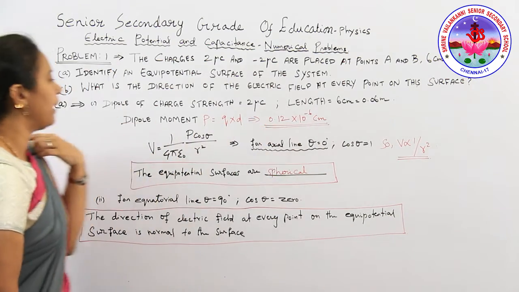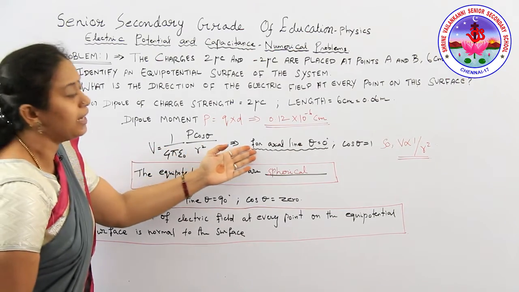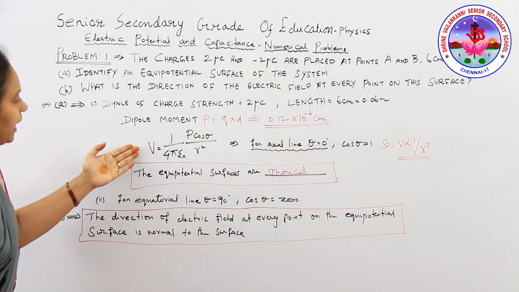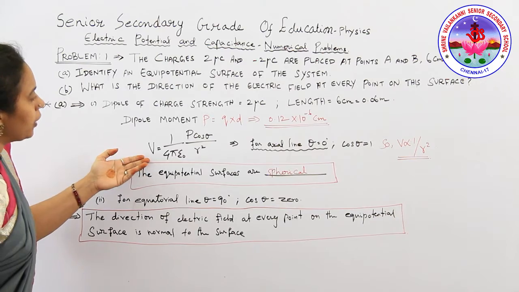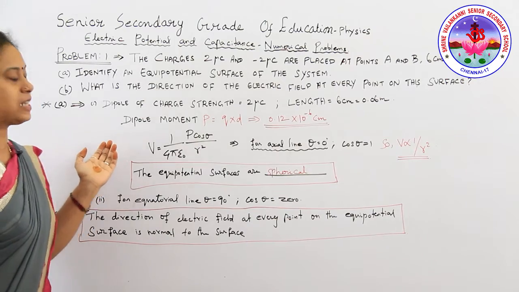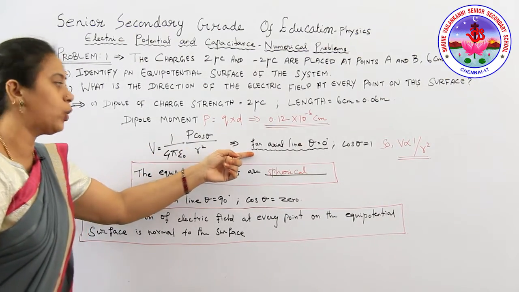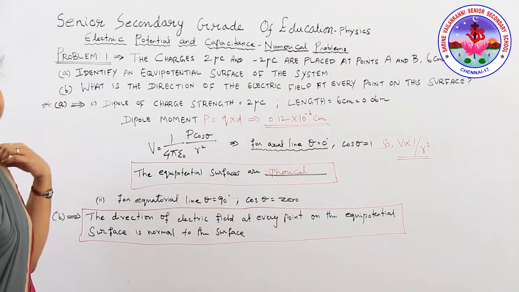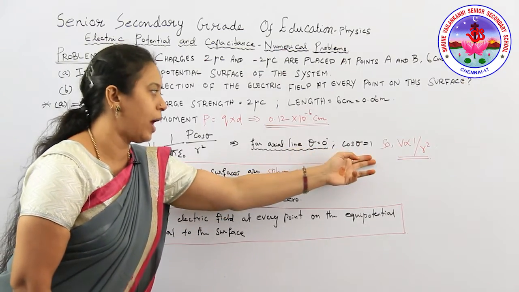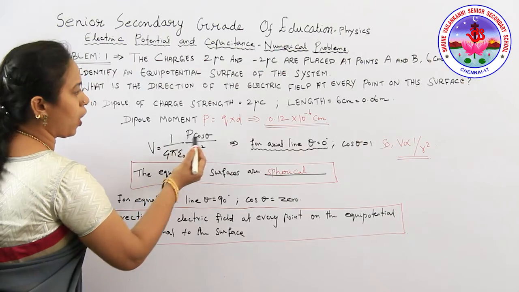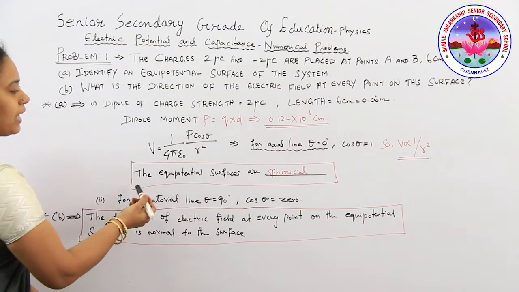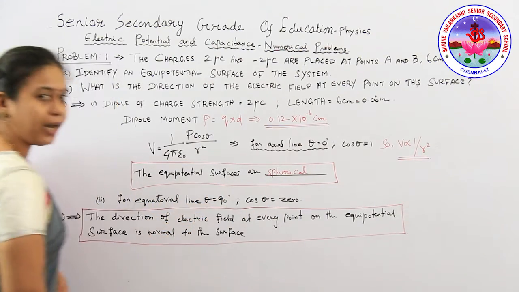After you got the dipole moment, you have to apply it in the formula for the axial line and for the equatorial line to know about the equipotential surface of the system. So, V equal to 1 by 4 pi epsilon naught, p cos theta by r square, is the base formula for the system, right? For the axial line, we know that it is a straight line on the axis, so theta equal to 0 degree, cos 0 is 1. Then V is inversely proportional to r square. Then the equipotential surfaces for the axial line are spherical.